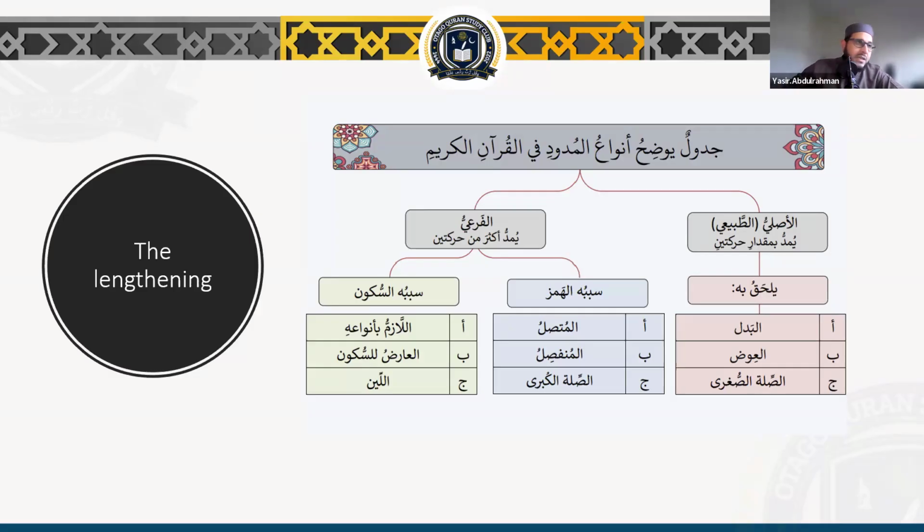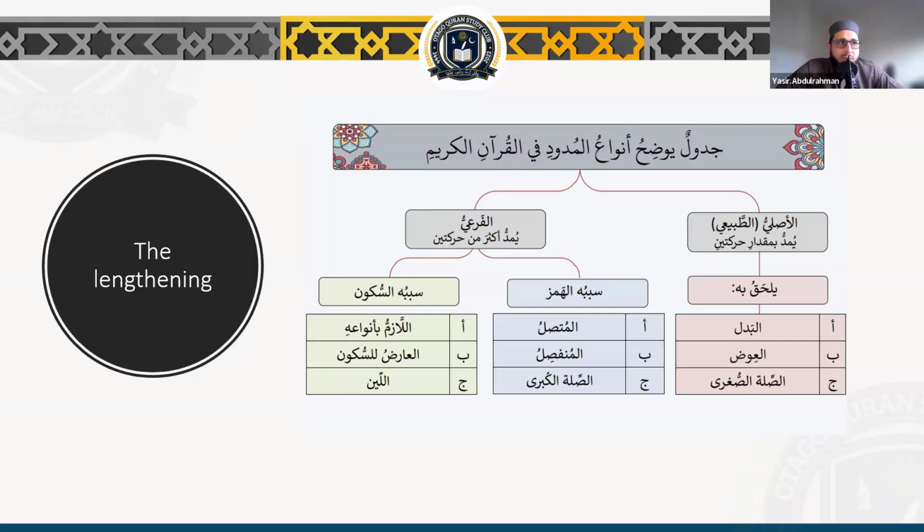But in the applied definition, it's the lengthening of the sound with one of the three mad letters and the two lean letters. We'll discuss what these are shortly, inshallah. The letters of mad and lean are, the first one, the alif sakina, the waw sakina, and the ya sakina.